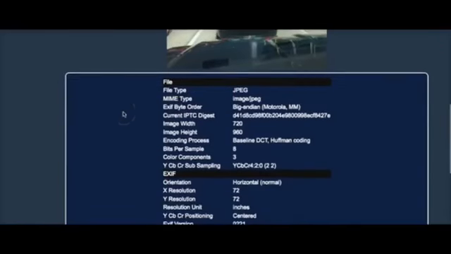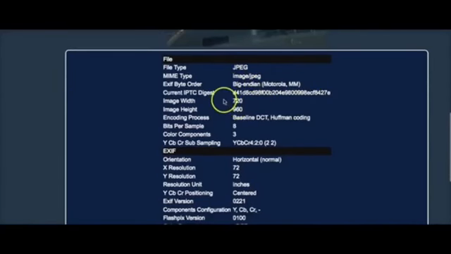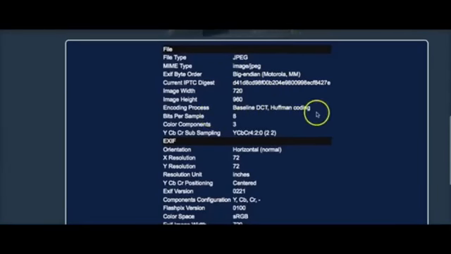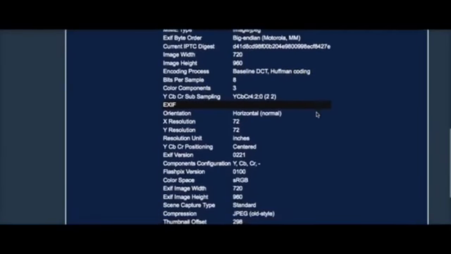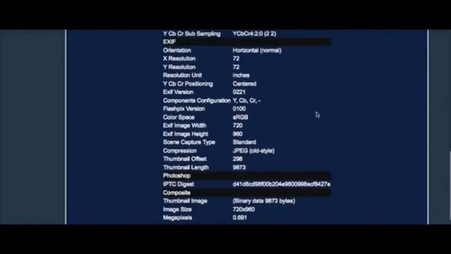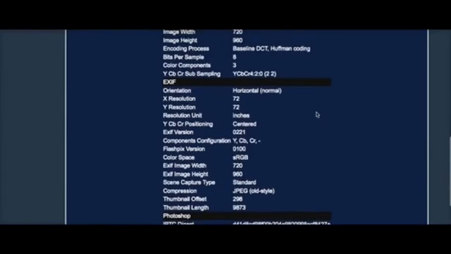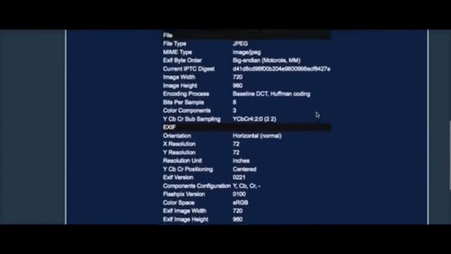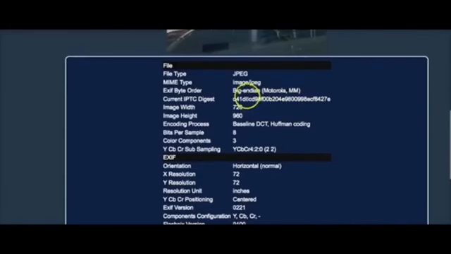Metadata. This is crazy. JPEG image, it was taken from a Motorola phone. 72960 Huffman coding. Scroll through it more. Megapixels 0.691. Old style JPEG standard. Last time we did this, instead of saying that it was a JPEG, it said it was a Photoshop image. Okay, going through the error level here.